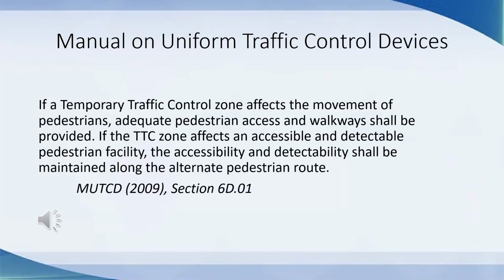Now, just a few slides on the Manual on Uniform Traffic Control Devices. If a temporary traffic control zone affects the movement of pedestrians, adequate pedestrian access and walkways shall be provided. If the temporary traffic control zone affects an accessible and detectable pedestrian facility, the accessibility and detectability shall be maintained along the alternate pedestrian route. So what this section of the MUTCD is talking about is changing the pedestrian route during construction.